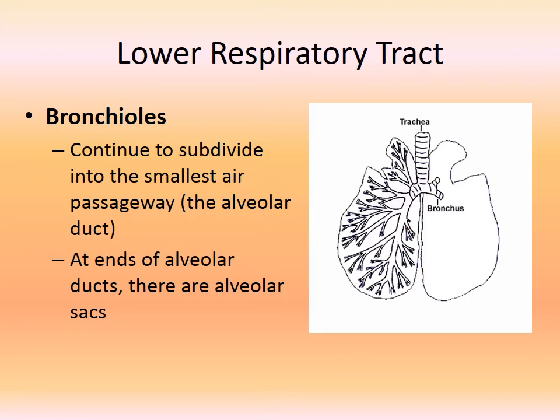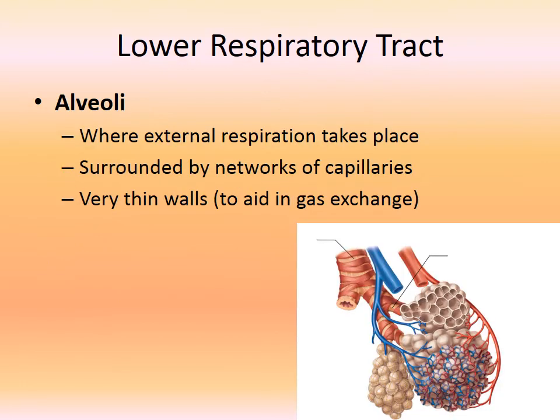So the bronchus kind of splits. Think of it like the roots of a tree, right? The roots branch off of each other, and then the bronchioles, which branched off of the bronchus, will branch down into even smaller air passageways, into an alveolar duct. At the very tip of this alveolar duct, you will find an alveolar sac, and that's where gas exchange happens. And this is the alveoli here where external respiration takes place. Remember, we have external respiration and internal respiration.